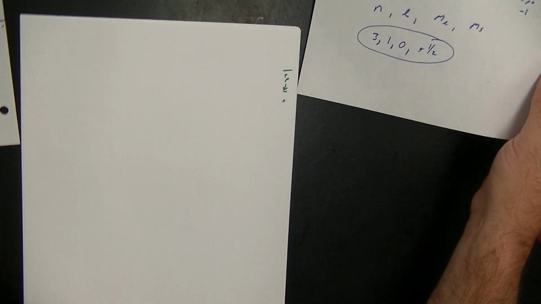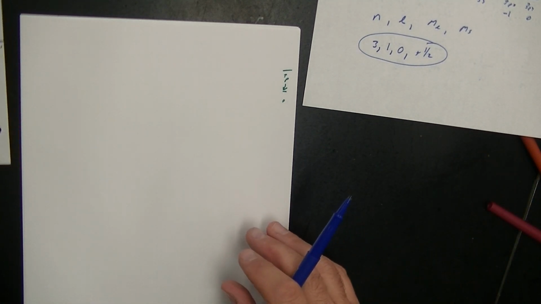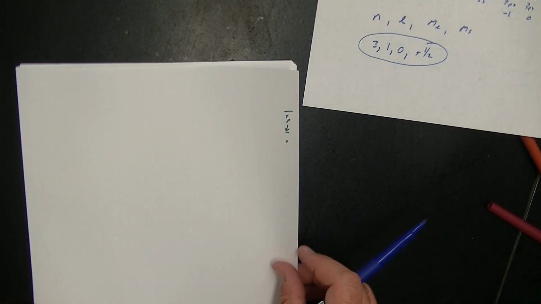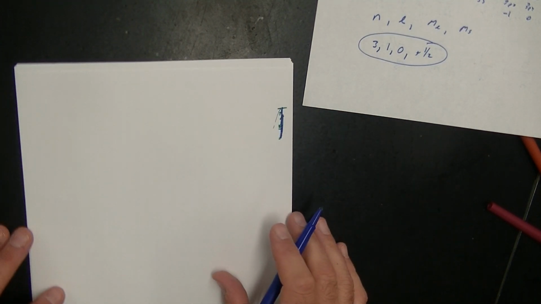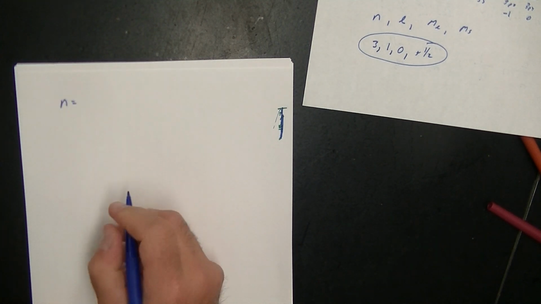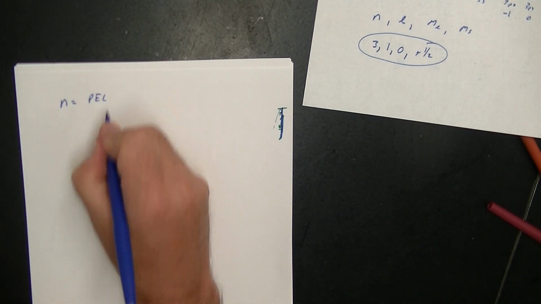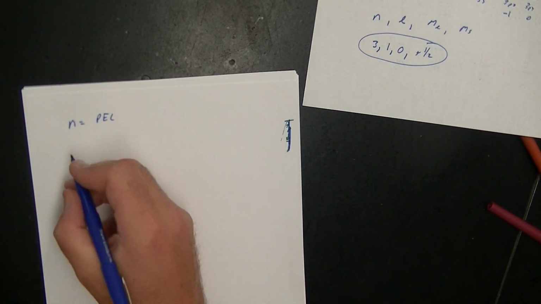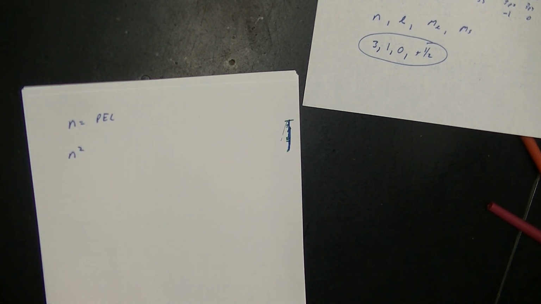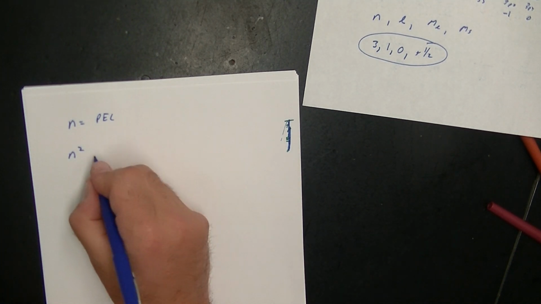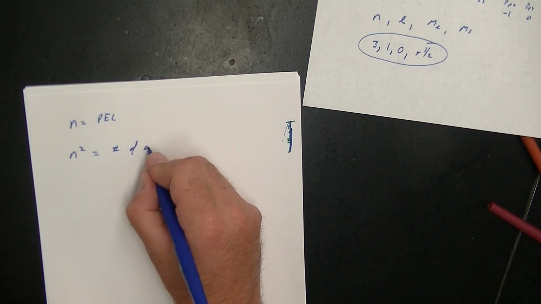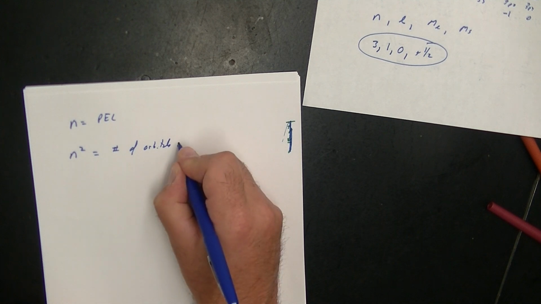Let's see, is there anything else I want to do? Yeah, the last thing I want to do, and it really doesn't have to do with quantum numbers, it's just kind of a cheat. Remember, that N is telling us the PEL. So there are some shortcuts. If I square N, it will tell me the number of orbitals in the PEL.